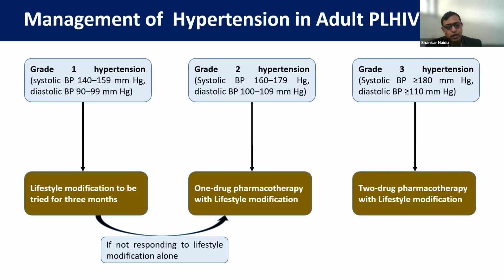And on top of that, if the patient is still uncontrolled, then we can add on a second drug. But in patients who are presenting with grade 3 hypertension, straight away we can start with 2 drugs, and preferably one of those drugs should be a diuretic. And along with this, lifestyle modification should be advised to all of the patients.